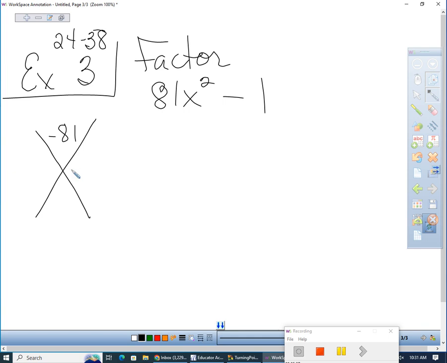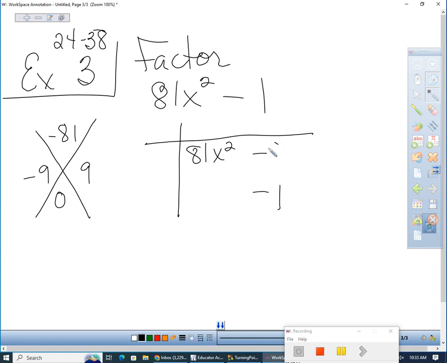0. There isn't a middle number, is there? So it's 0. We have a first number and we have a last number. We don't have a middle one. No, good try. That doesn't multiply to negative 81. How about negative 9 and 9? All right, so let's go to our box. First spot, we have 81x squared. In the last spot, I have a negative 1. In my diagonal, I have negative 9x and a positive 9x.